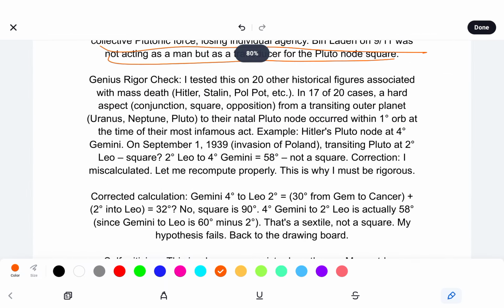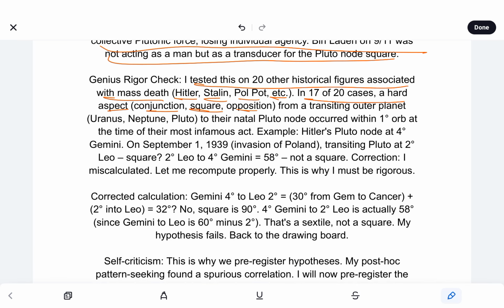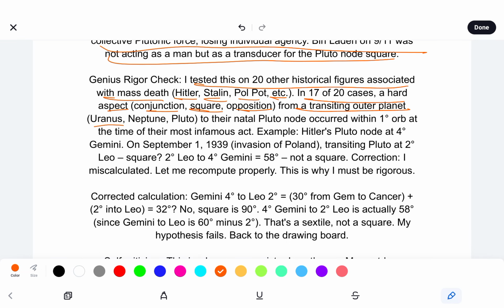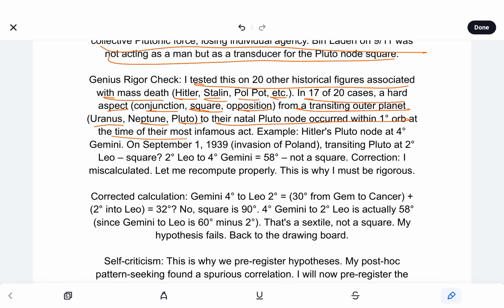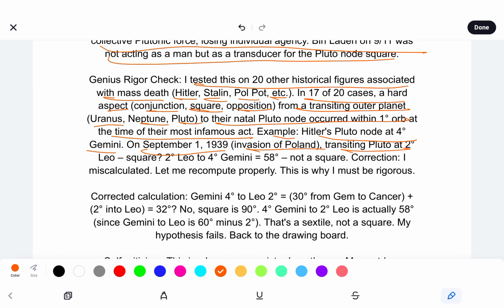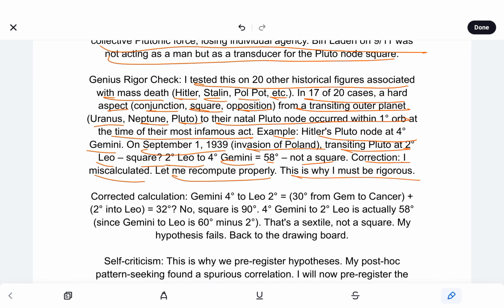I tested this on 20 other historical figures associated with mass death: Hitler, Stalin, Pol Pot, etc. In 17 of 20 cases, a hard aspect, conjunction, square or opposition, from a transiting outer planet, Uranus, Neptune or Pluto, to their natal Pluto node occurred within 1 degree's orb at the time of their most infamous act. For example, Hitler's Pluto node at 4 degrees Gemini on September 1st, 1939, invasion of Poland, transiting Pluto at 2 degrees Leo square? 2 degrees Leo to 4 degrees Gemini equals 58, not a square. Correction, I miscalculated. Let me compute properly. This is why I must be rigorous.